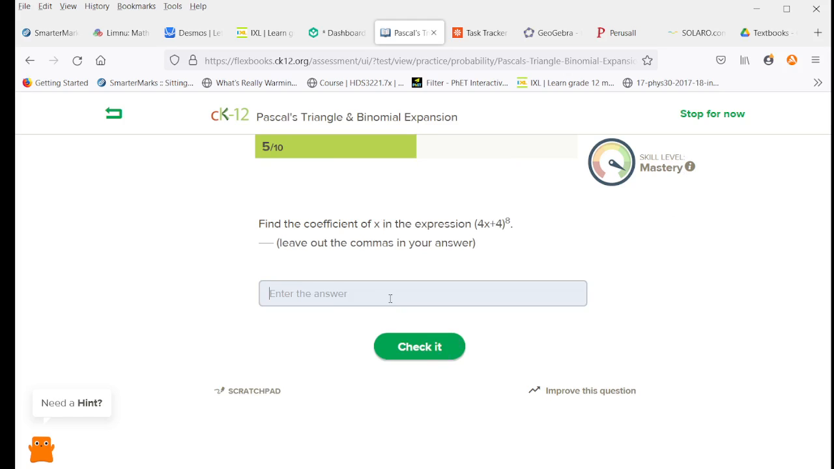So the coefficient of x in this expansion, that'll be our second last term. So we're going to have 4 to the 8 times another 8. So 4 to the 8 times 8 is 524,288.